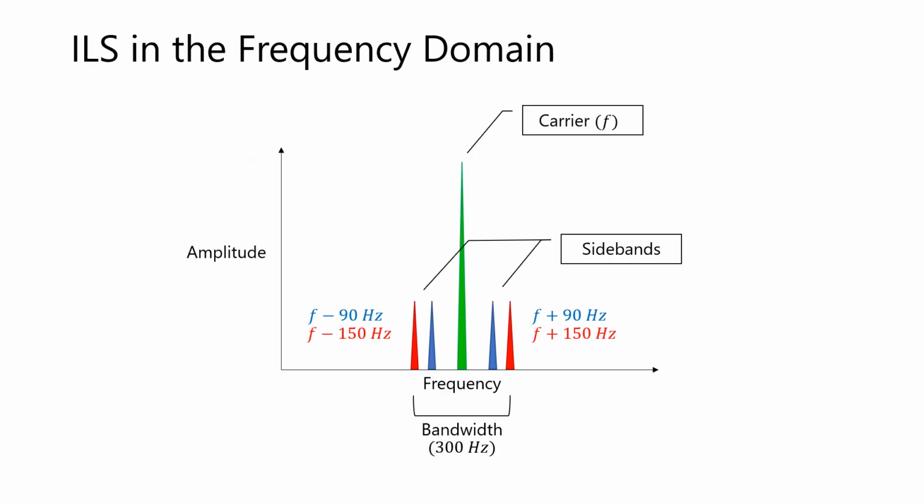Let's return for a moment to ILS signal analysis in the frequency domain. The 90 Hz and 150 Hz signals shown appear as upper or lower sidebands from the channel frequency with a bandwidth of just 300 Hz.